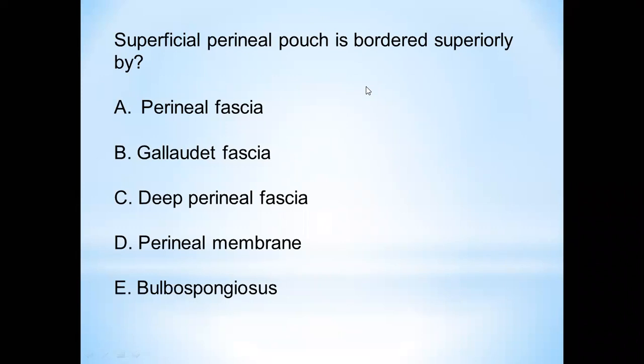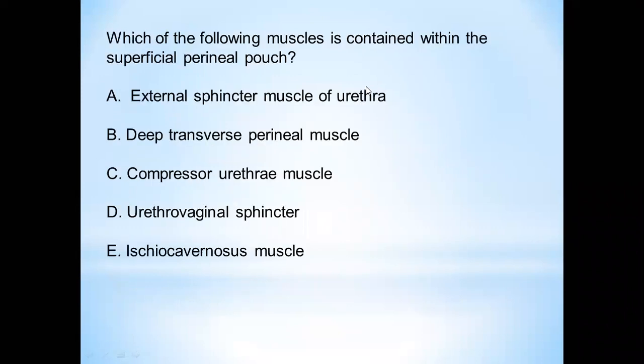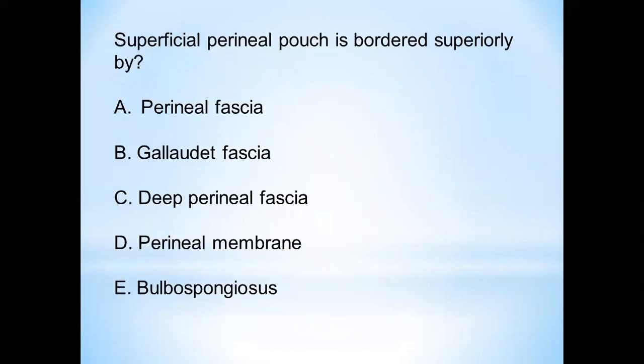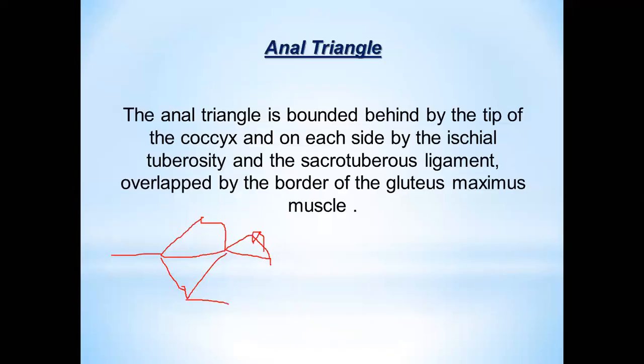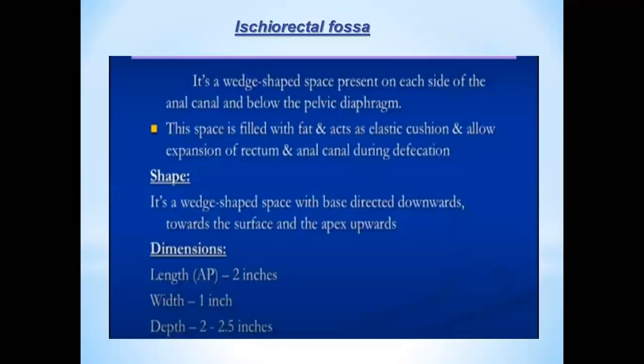Will you take the next one also, Rubina? Yes, ma'am. Which of the following muscle is contained within the superficial perineal pouch? External sphincter muscle of urethra, deep transverse perineal muscle, compressor urethrae muscle, urethrovaginal sphincter, ischiocavernosus muscle. Ischiocavernosus muscle, ma'am. Hmm, or A, external. What will you mark?